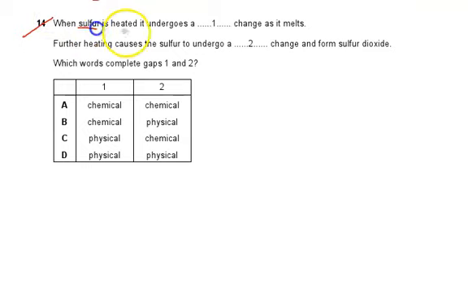Okay, for number 14, when sulfur is heated, it undergoes a change as it melts. All this freezing, melting, evaporation, boiling, condensation, all involve physical changes. So the first is a physical change. Further heating causes the sulfur to undergo a change and form sulfur dioxide. Now they are changing the entire molecule structure. So here you will have a chemical change. So your answer here is C.